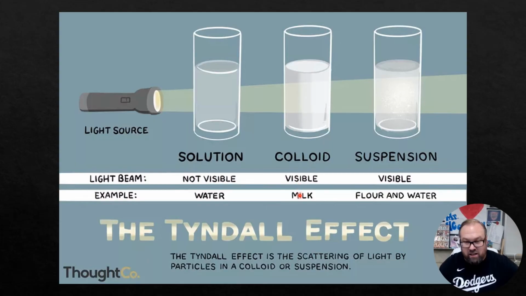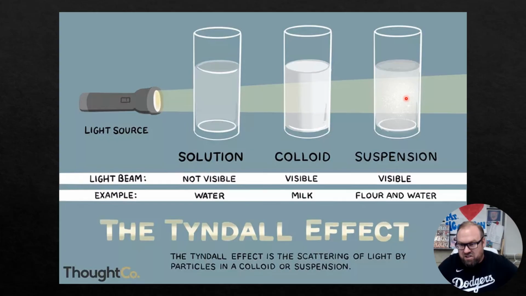In a colloid like milk, if you hold a flashlight up, you're going to get a tiny amount of scattering. It will look like a continuous beam. So you're going to get a smooth beam of light through the middle of the milk. Why? Because that light is bouncing off the tiny particles in the milk. They're large enough to reflect the light back into our eyeball, okay? But it will look like a smooth beam.